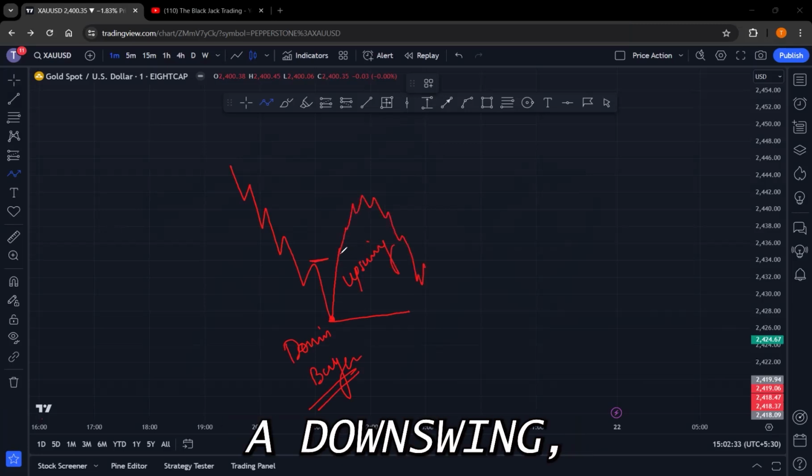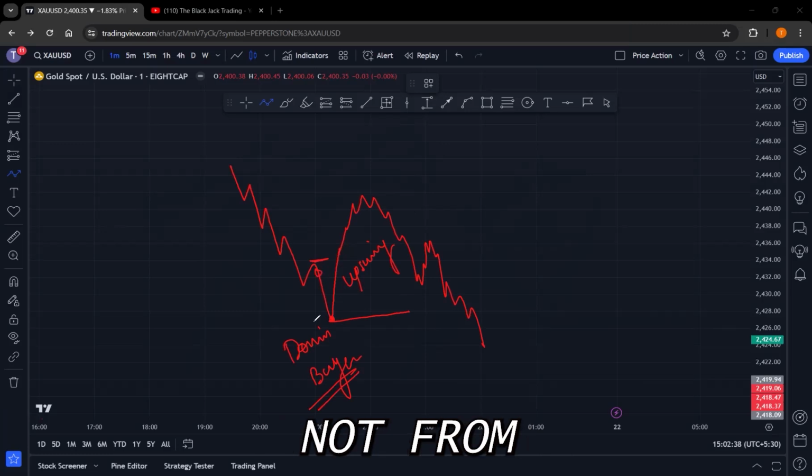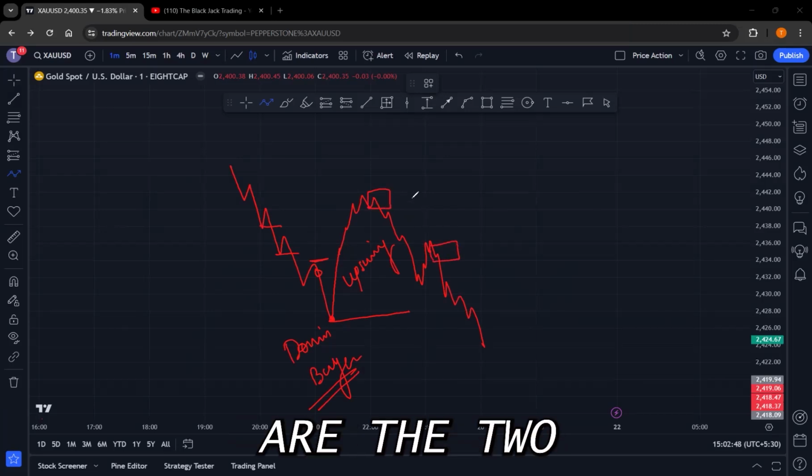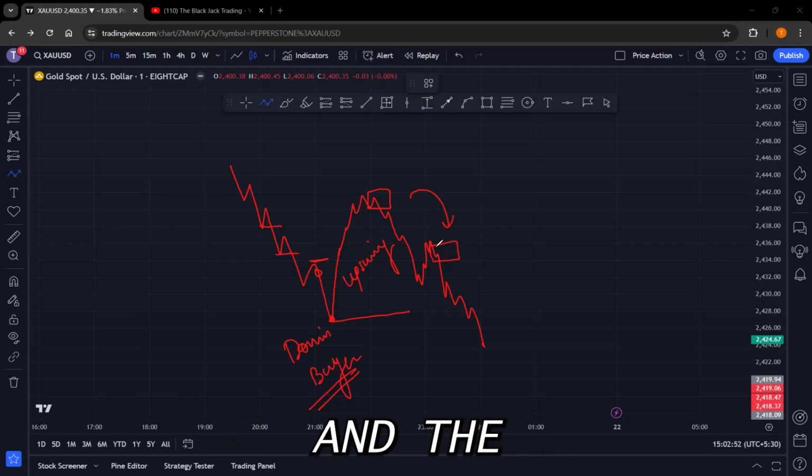And after the upswing, what will happen? The price will create a downswing, something like this. And you need to find your point of selling, not from this moment, not from this moment, but from the exact price, from this level or from this level in the market. So these are the two major points when you need to start selling, and you need to find the real resistance and the real support in the market.